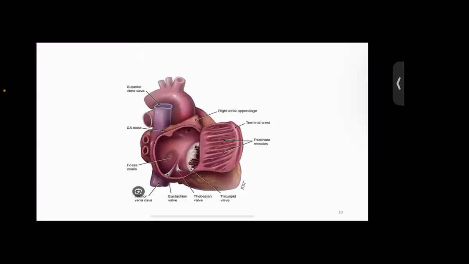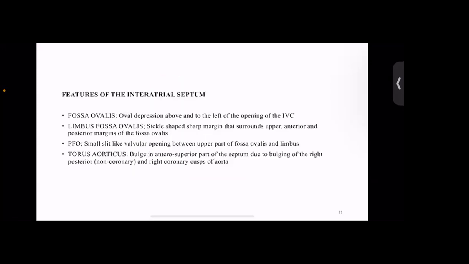So this is a diagrammatic representation. As we can see, the crista terminalis, or the terminal crista, divides or separates the rough part from the smooth part. Then we can see the pectinate muscles. We can also see beneath the Thebesian valve, the eustachian valve, and then the fossa ovalis. And also this area is very important, as we'll see later, because of the trigone where the AV node sits. And then we can see the superior vena cava opening from above, and then the right atrial appendage.